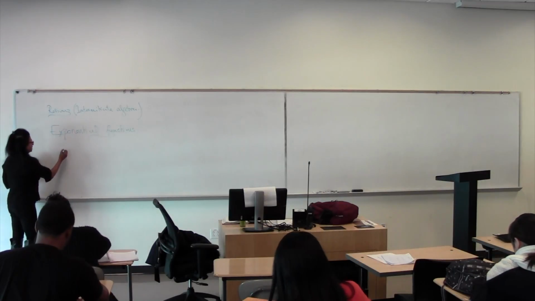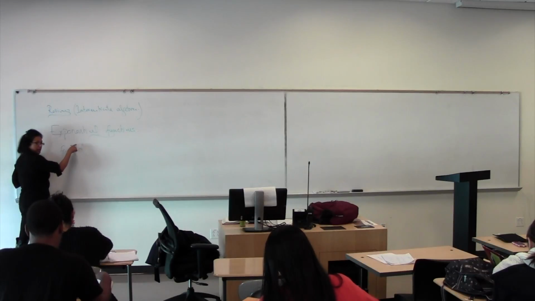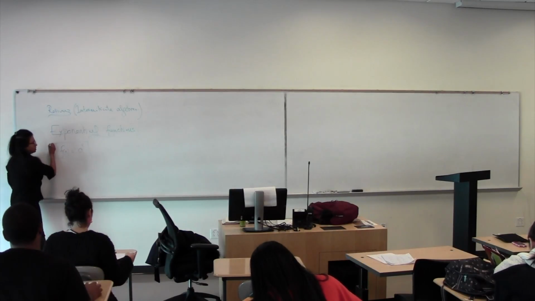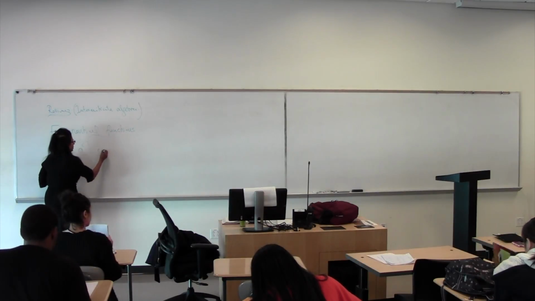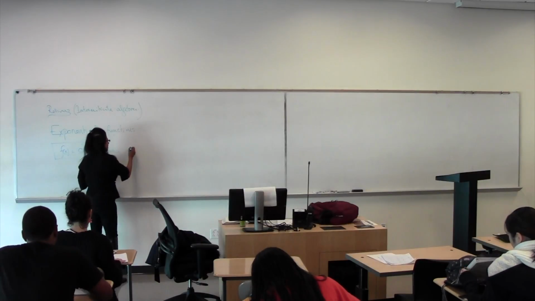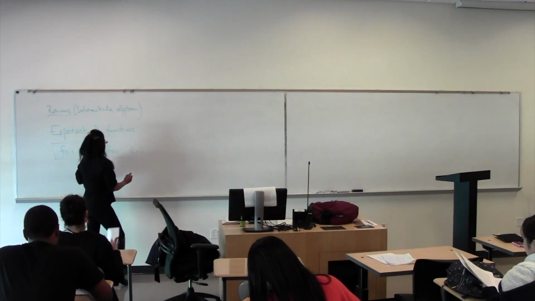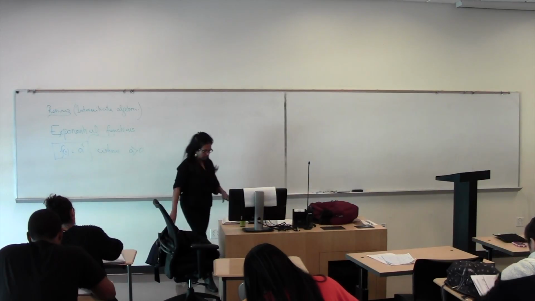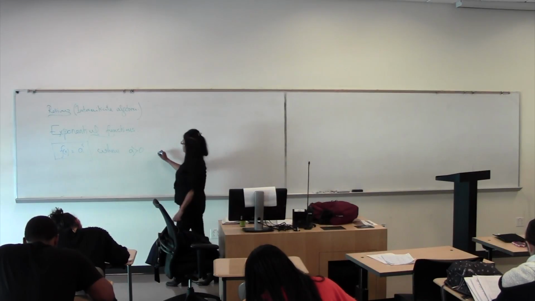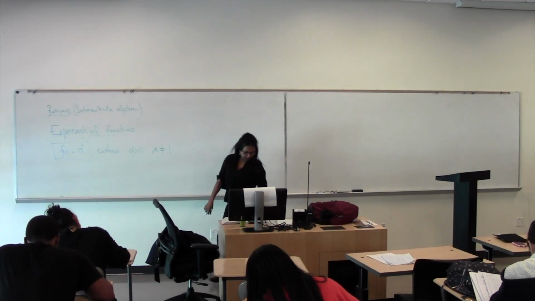So the exponential function is f of x is equal to a to the power x. X is the power. So this is an exponential function where a has to be greater than 0, right? And if you look at the definition, a is greater than 0 and also a cannot be equal to 1.